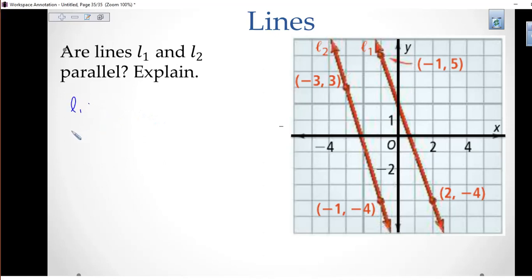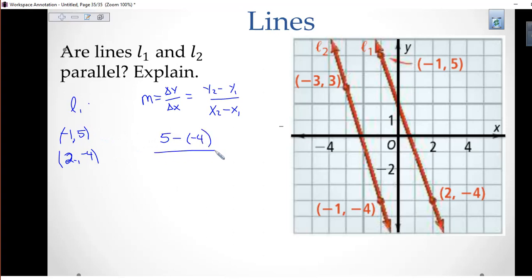Line 1, the points in line 1 are going to be at -1, 5, and 2, -4. So these are our two coordinates of our first line. So this slope equation, remember, is going to be the change in y over change in x. So we're going to take the y2 minus y1, over x2 minus x1. So now we're going to take our points here, 5 minus -4, and we're going to put it over -1 minus 2.